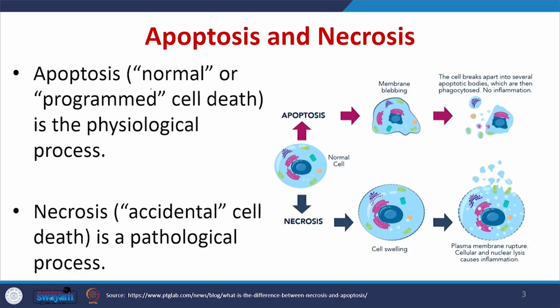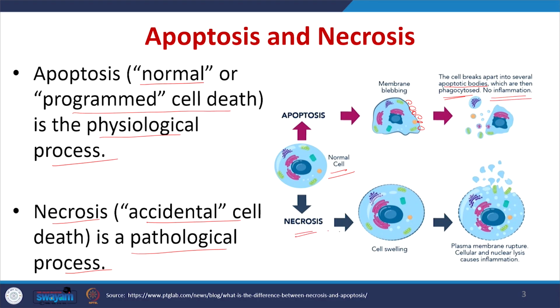Let us see the difference between apoptosis and necrosis. Apoptosis is a normal or programmed cell death, and apoptosis is a physiological process, whereas necrosis is an accidental cell death and it is a pathological process. You can see the difference between apoptosis and necrosis in this picture. When a normal cell undergoes apoptosis, membrane blebbing will occur, and then the cell breaks into several apoptotic bodies which are then phagocytosed, and there is no inflammation in case of apoptosis.